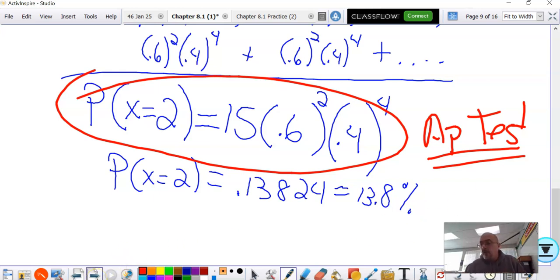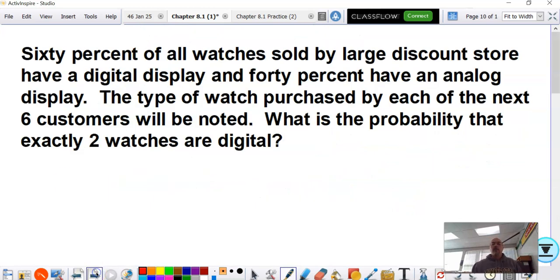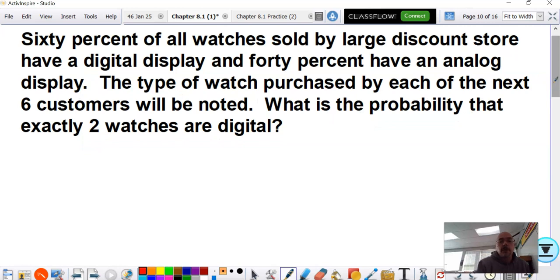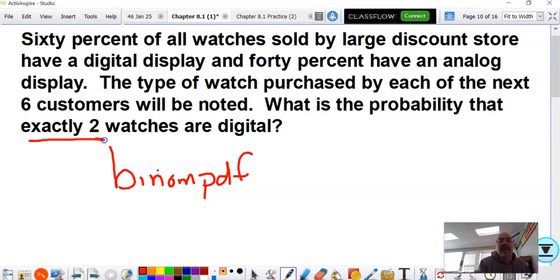But let's say I did not want to type that in the calculator like that. All right, so same problem except with the calculator. So again, do not write this on a test. Do not write this on my test. Do not write this on the AP test. Okay, so what I'm going to do here, folks, is I would do the binomial PDF because it's exactly 2 watches. So 6 customers, all right, and 60% are digital, right?